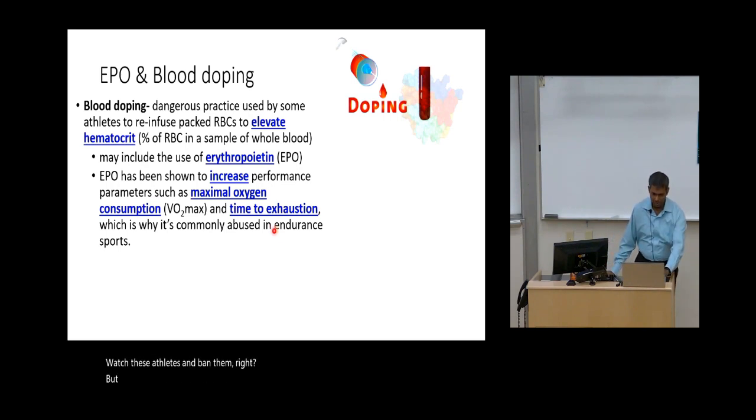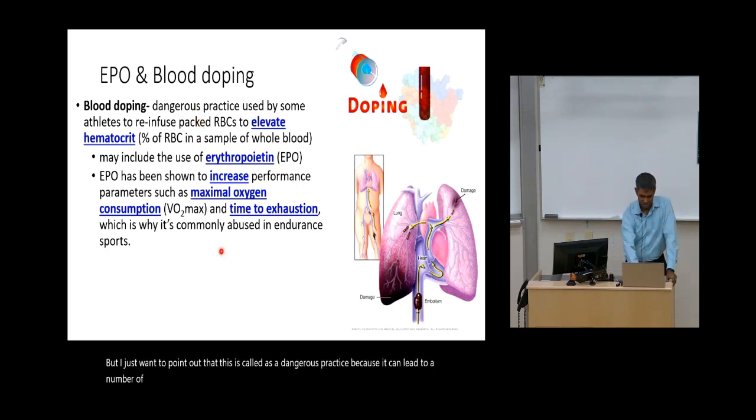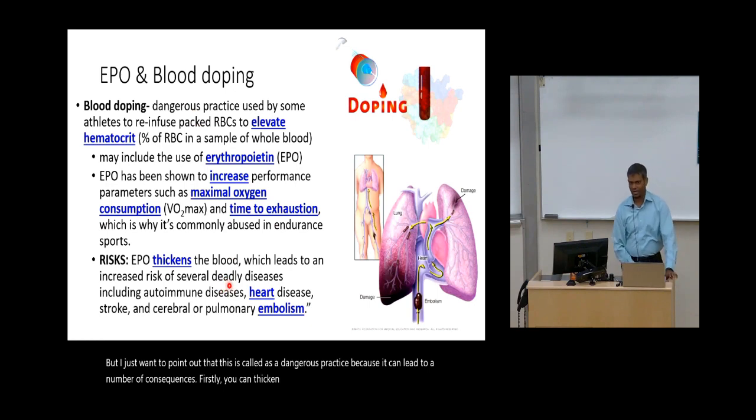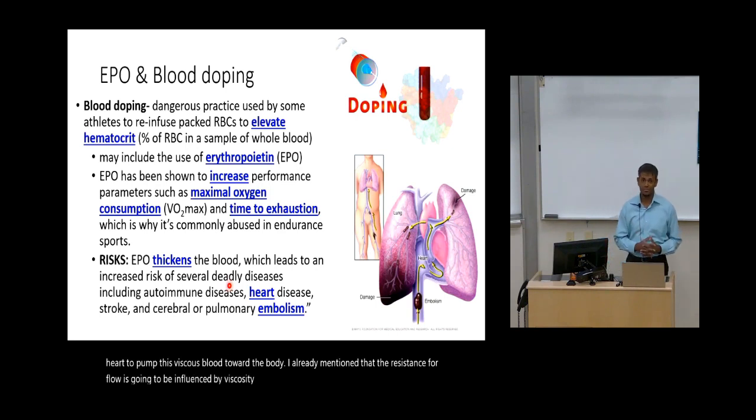But I just want to point out that this is called a dangerous practice because it can lead to a number of consequences. Firstly, it can thicken the blood, because if you have a greater hematocrit, the blood viscosity is going to go up, and that can place a tremendous stress on the heart to pump this viscous blood throughout the body. I already mentioned that the resistance for flow is going to be influenced by viscosity, and viscosity can be increased by increasing the formed elements in the blood.